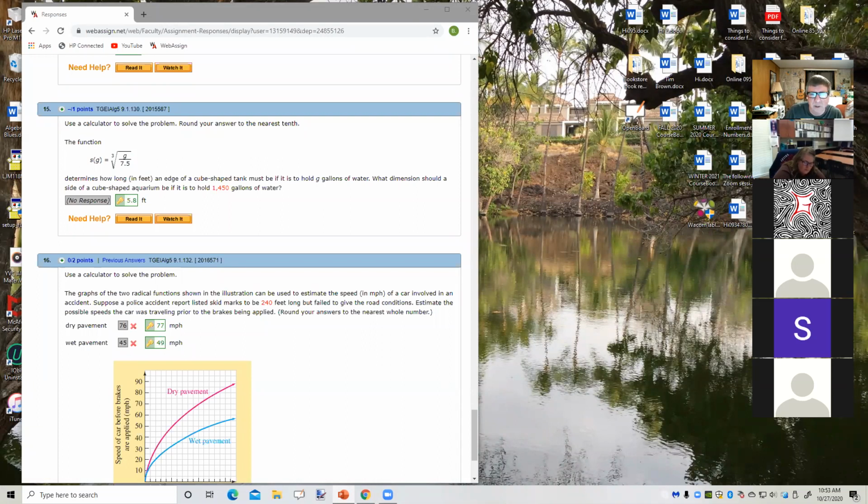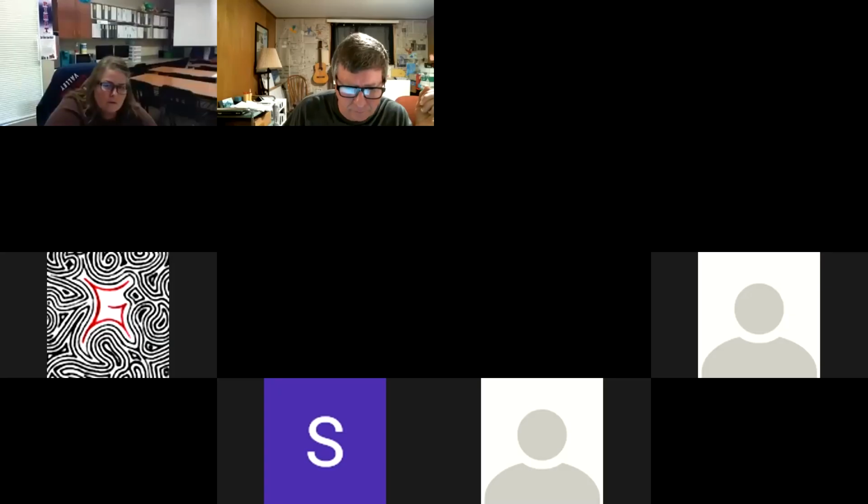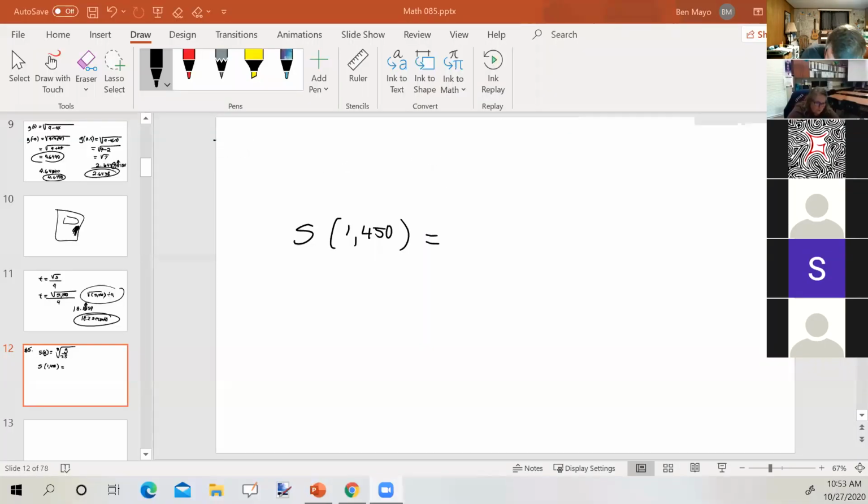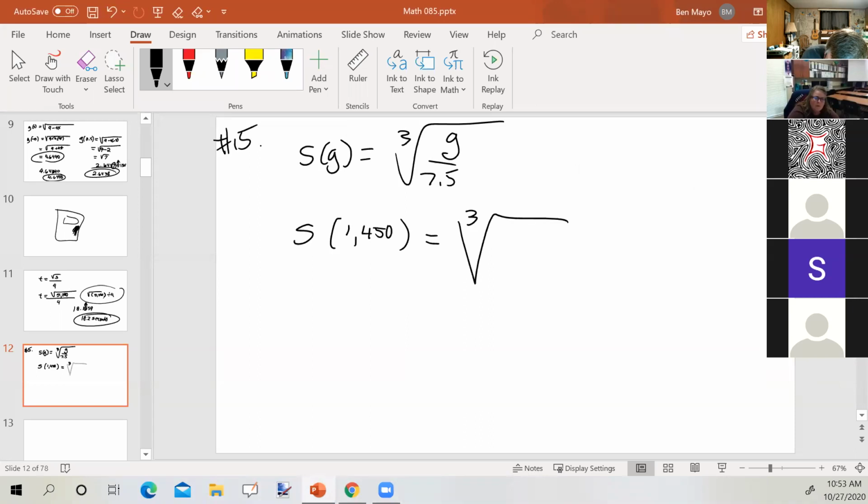Okay, rounded to the nearest 10th. So I want the cube root of the quantity 1450 over 7.5. And rather than take 1450 and divide it by 7.5, I could do that, but let's see if it comes out to an exact number. 1450 divided by 7.5. It doesn't. It comes out to 193.3 repeating. So I don't want to simplify that first.